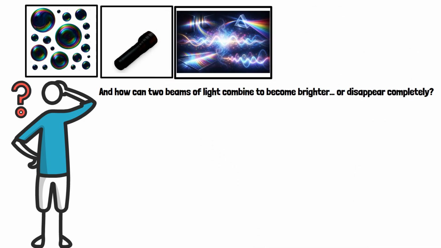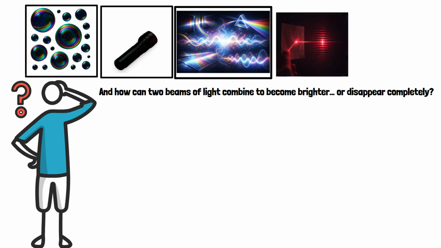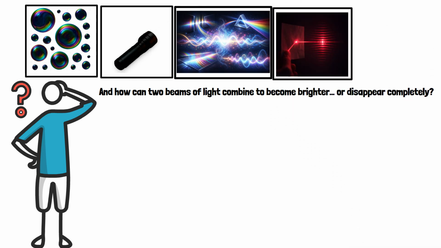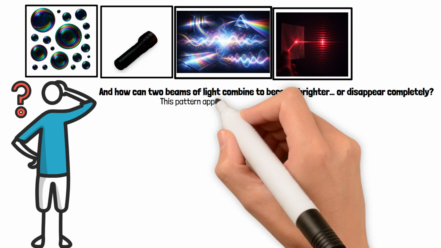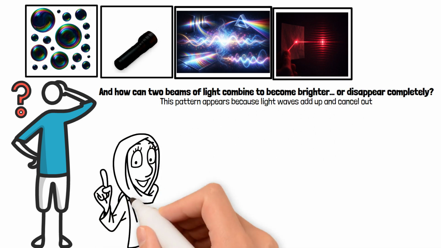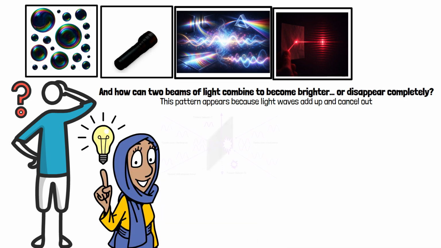Try this. Take a small sheet of paper and poke two tiny holes close together. Shine a laser through them onto a wall. Instead of two bright spots, you'll see a whole pattern of bright and dark stripes. This pattern appears because light waves add up and cancel out. And now we're stepping into the first big idea: interference.